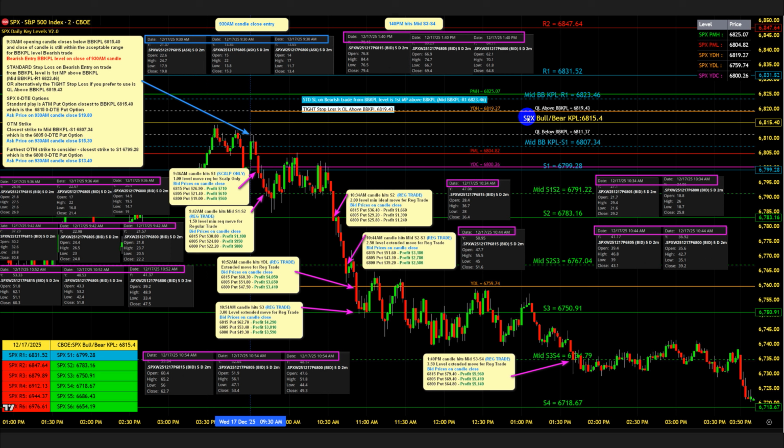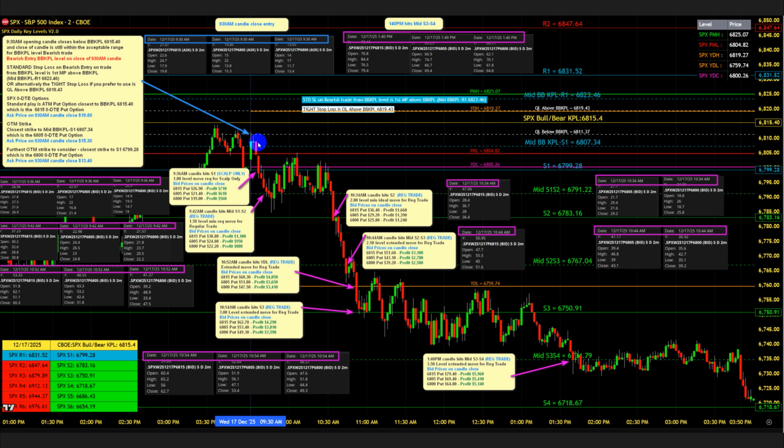The furthest out of the money strike you can consider on this bearish trade from the bull bear KPL is going to be the full level below the level you're taking the trade from. We're looking below again since this is a bearish trade. That is going to be the S1 level, 67.9928, so that is going to be the 6800 0DTE put option. The ask price on the 9:30 a.m. candle close is $13.40.